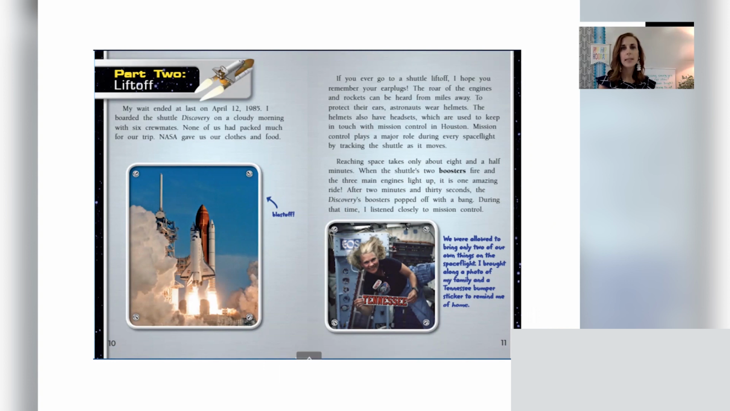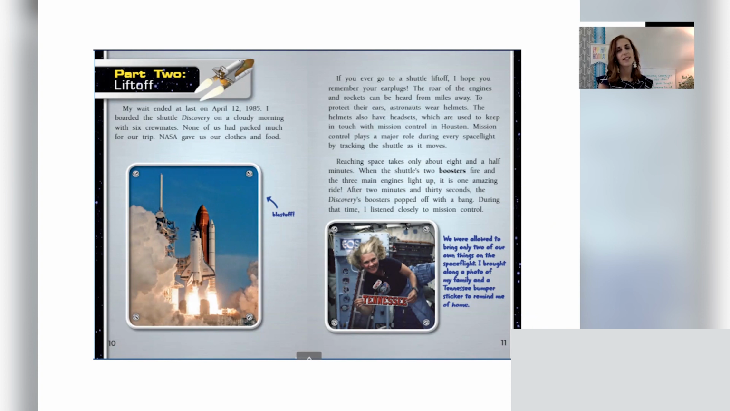"Reaching space only takes about 8.5 minutes. When the shuttle's 2 boosters fire and the 3 main engines light up, it is one amazing ride. After 2 minutes and 30 seconds, the Discovery's boosters popped off with a bang." Think with me. What is a booster and how do you know? Write the definition on your paper as a note to yourself. Good readers annotate or make notes to themselves as they read.